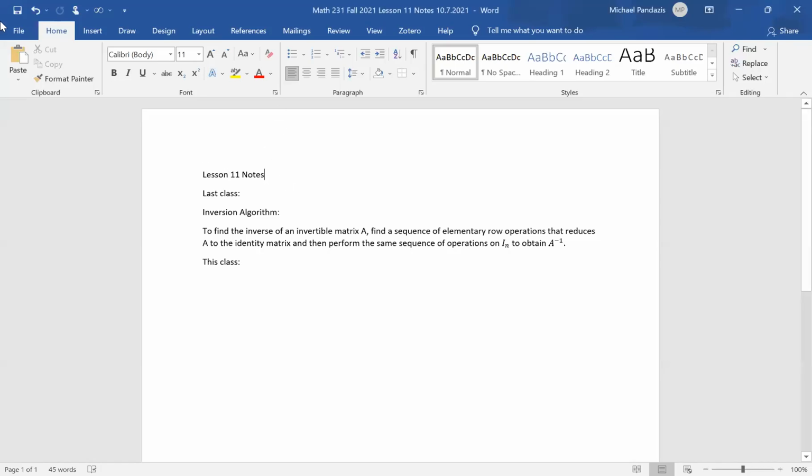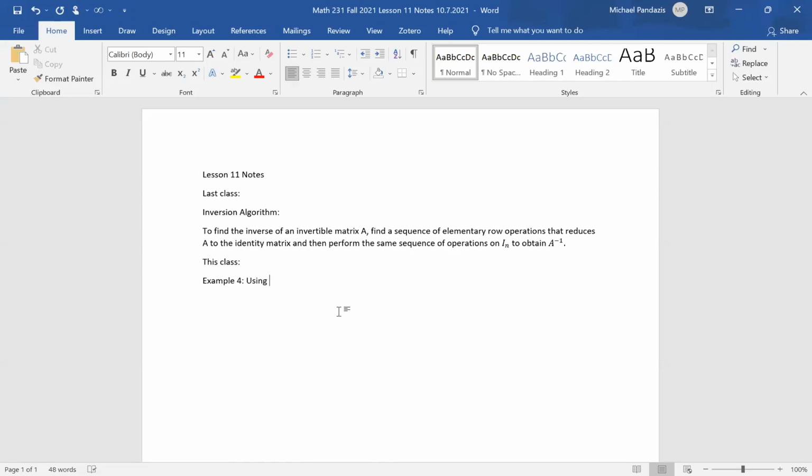Okay, so this is lesson 11. Last class, we concluded with what's called the inversion algorithm. It says to find the inverse of an invertible matrix A, find a sequence of elementary row operations that reduces A to the identity matrix, and then perform the same sequence of operations on I sub n to obtain A inverse. This class, we're going to start with an example in which we find the inverse of a given matrix using the inversion algorithm.